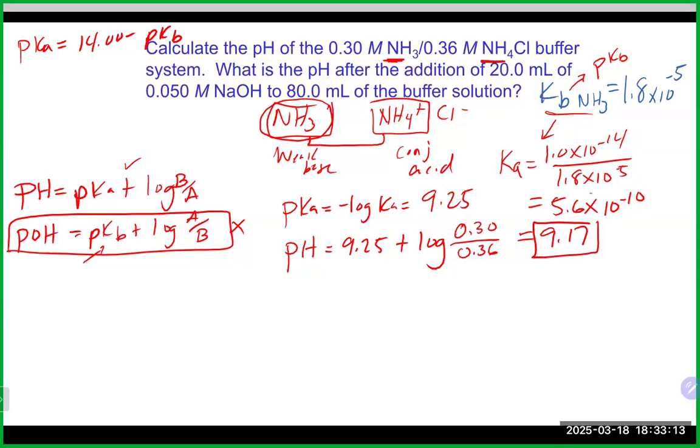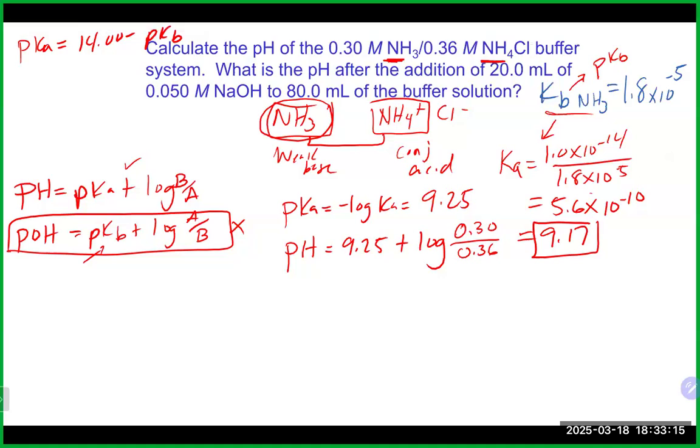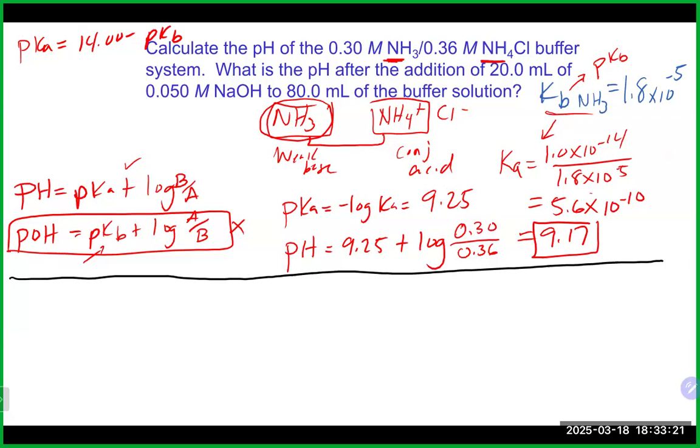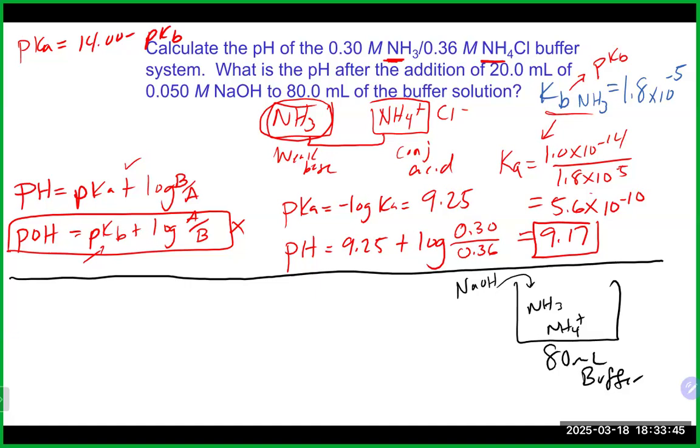All right, we're now going to actually add some solution to this buffer. Basically what we have going on is 80 milliliters of our buffer, that's our NH3 and NH4 plus and so forth. And we're going to add some sodium hydroxide into it. Because we're adding volume in this particular case, we do need the moles like we talked about. So we are going to have to do an ice table.